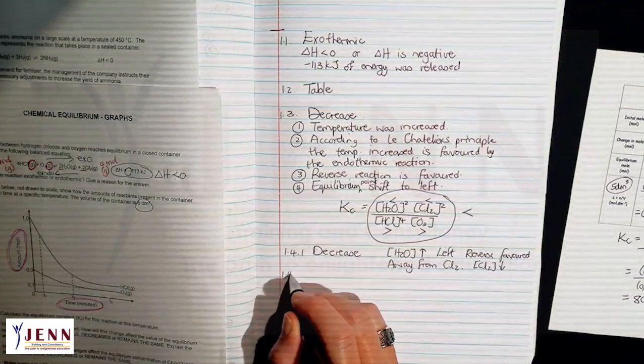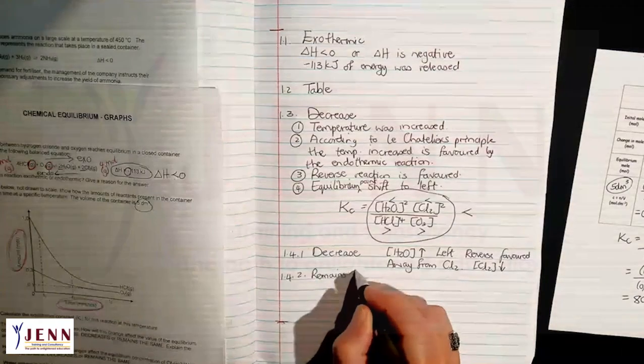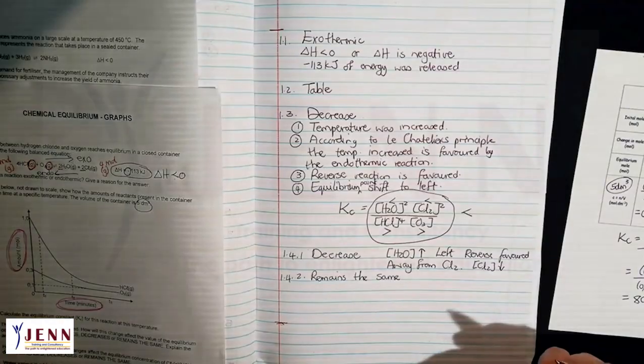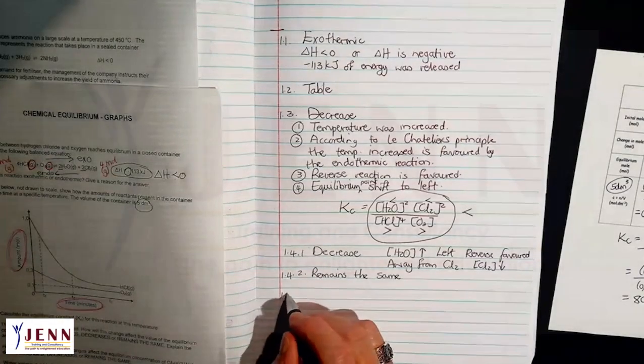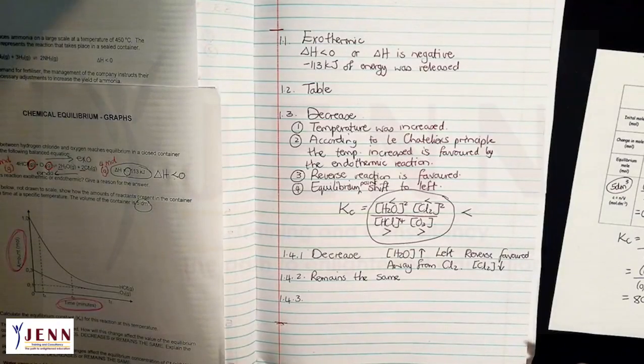Okay, 1.4.2. A catalyst is added. Remember, a catalyst can just increase the rate, but it can't shift the equilibrium. So this will be remains the same. Please don't write no effect, because that wasn't one of the choices. I've given you choices, but you can't just say nothing happened.